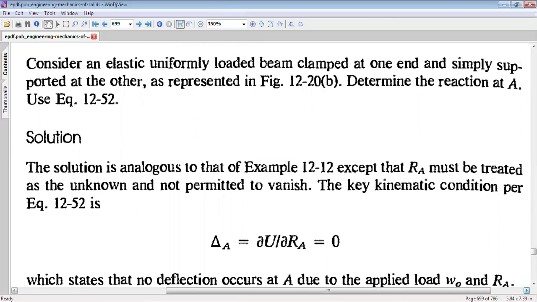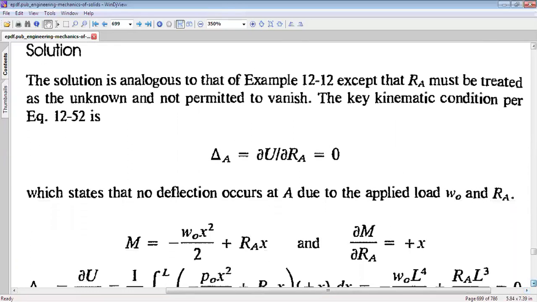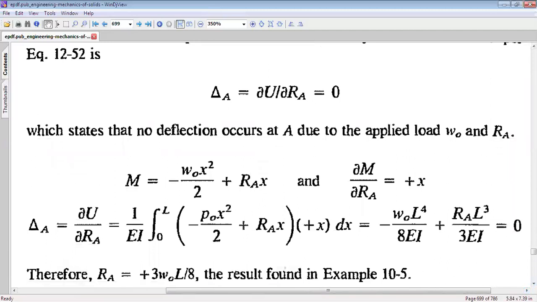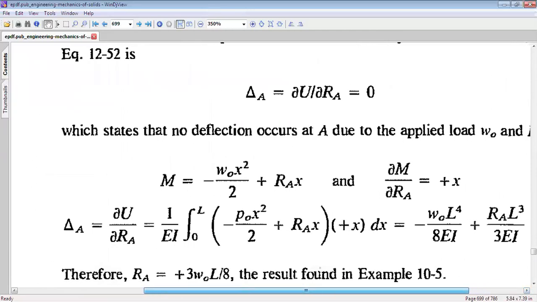Now here we will treat RA as the unknown, and we will use this expression Δ_A equal to ∂U/∂RA equal to zero, because there cannot be any deflection at location A. To find the expression of ∂U/∂RA, we first have to find the expression of capital M, which in this case would be minus W naught x² by 2 plus RA x. And if we differentiate it with respect to RA, we get ∂M/∂RA equal to x.